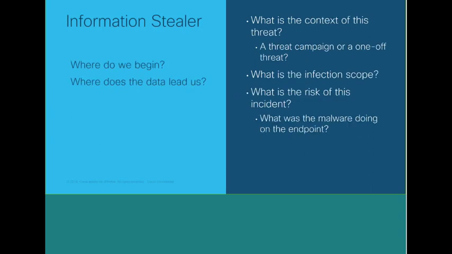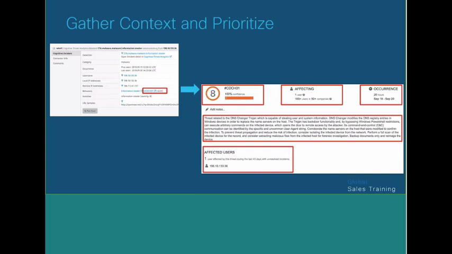So where do we start here? Same question as always. What does the data tell us? Is this a threat campaign, or is this just a one-off threat? Is this a targeted attack, or is this commodity malware? What is the infection scope? What is the risk of this incident, as mentioned? What was the malware doing on the endpoint? So we start by gathering context that will help us prioritize.